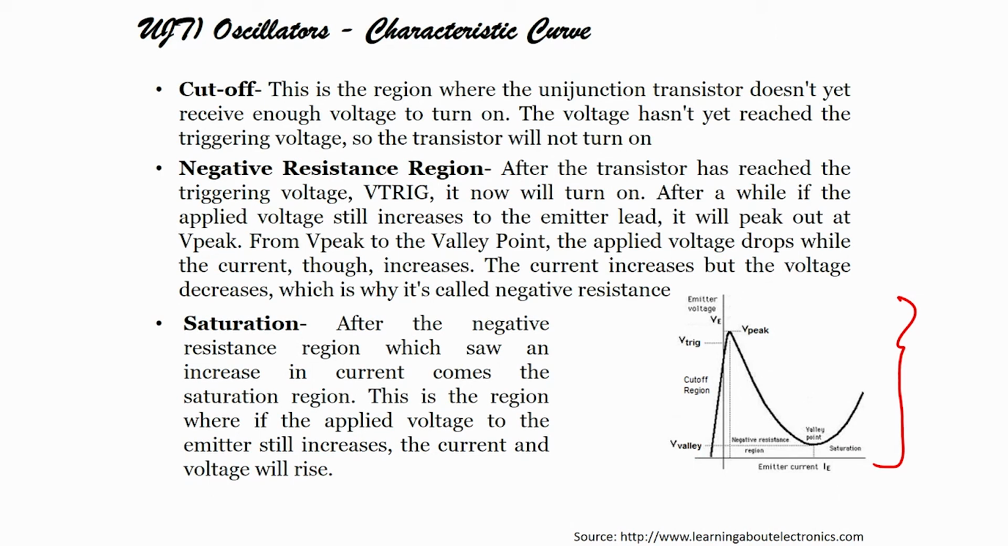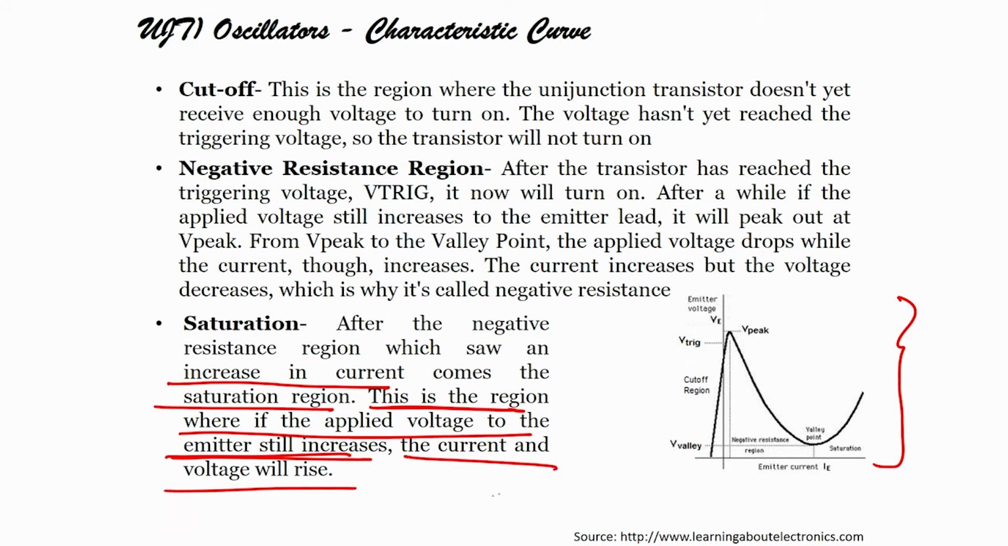So the saturation region, let us see. After the negative resistance region, which saw an increase in current, comes the saturation region. This is the region where if the applied voltage to the emitter still increases, the current and the voltage will rise. Now again it will start rising, which is what we are expecting, correct.